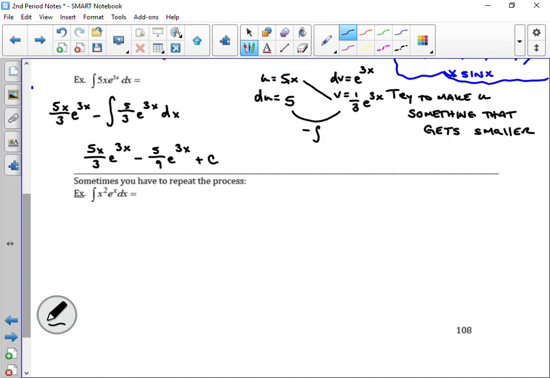You almost always want to set u equal to something where, when you take the derivative of it, it ends up going to 0. So the 5x, your first derivative. So that's what you have to do. There's going to be times where that doesn't happen, but I'll tell you what it is. But it's almost always the case if you have a polynomial.